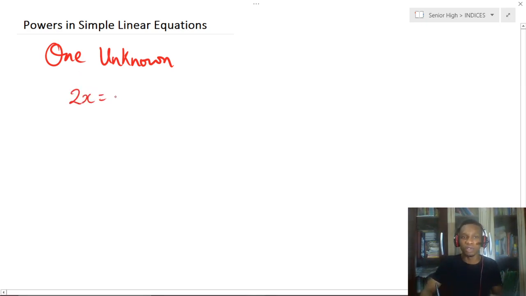2x is equal to 4. Now this is an equation because there's an equal to sign, and it is linear because there's only one unknown. Is that okay? If there was no equal to sign, let's say it was just 2x, then this is an expression. An expression is a mathematical statement that has no equality sign.